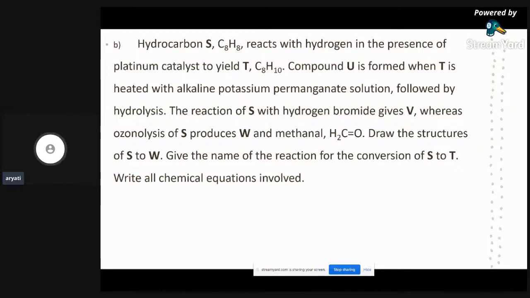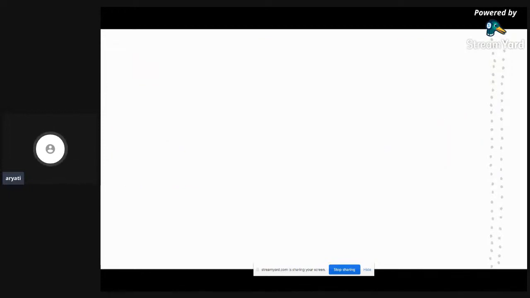So untuk soalan macam ni, saya advise kamu convert dia kepada flow chart. Okay. So dia kata hydrocarbon S, so S with the formula C8H8, react with hydrogen, so plus hydrogen in the presence of platinum as a catalyst, dia akan produce T, C8H10.